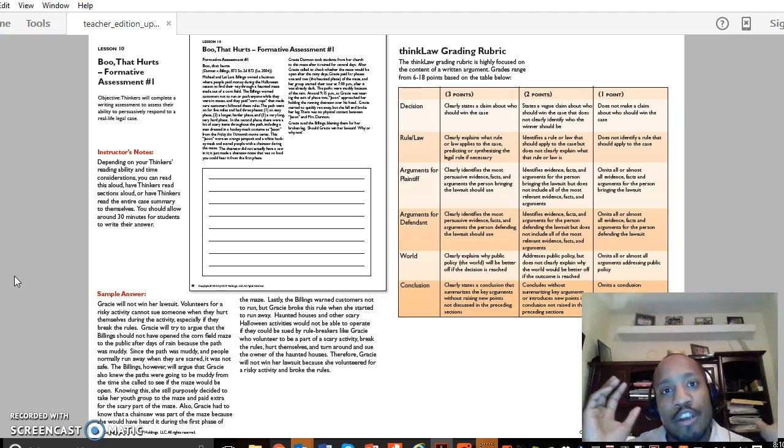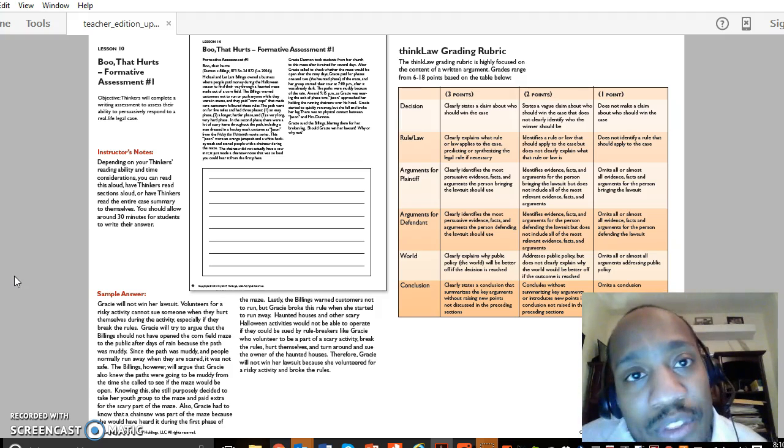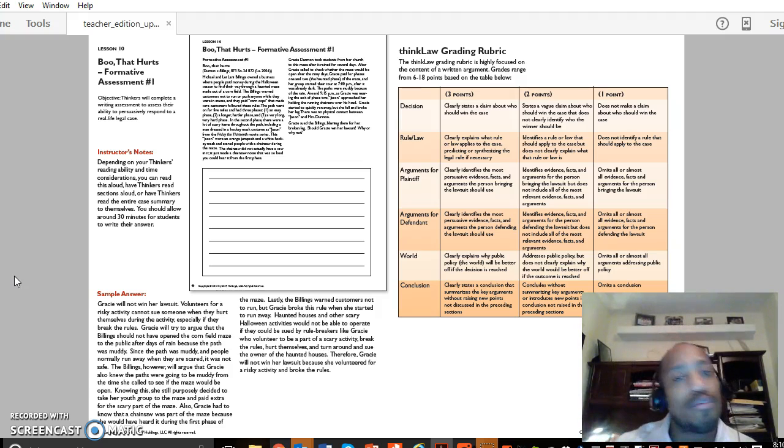So the analysis you're looking for in your ideal answer should be nuanced. And this is the same rubric we used in the beginning, so your students should be a little bit more familiar with it at this point than they were when we first started. We give you a sample answer, but just as is the case with the first lesson, you can have pros and cons, or reasons why she should win, reasons why she should lose, in the table and just discuss that as a class after you go over this activity.